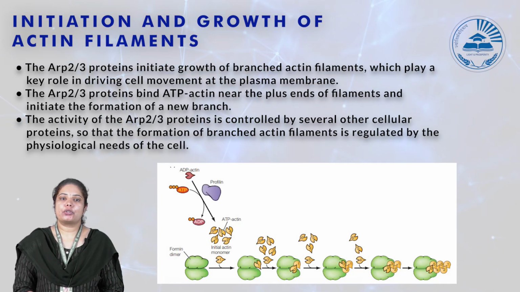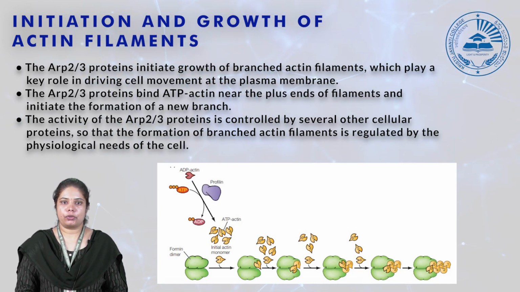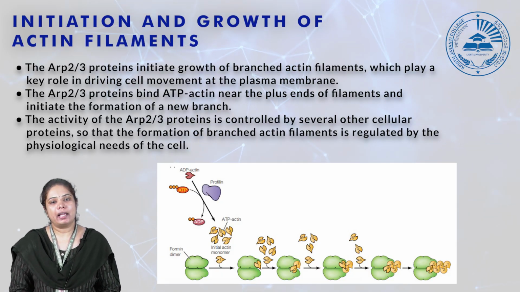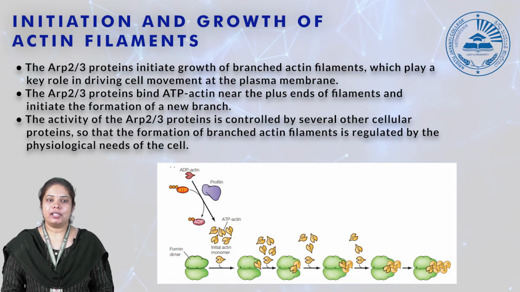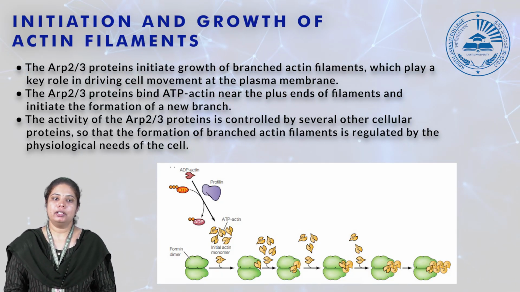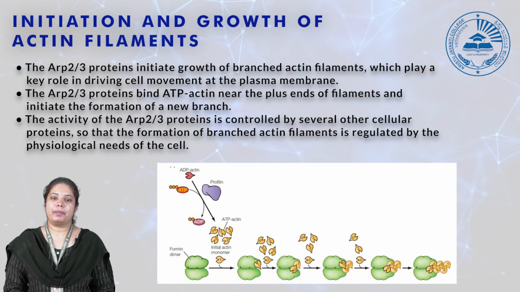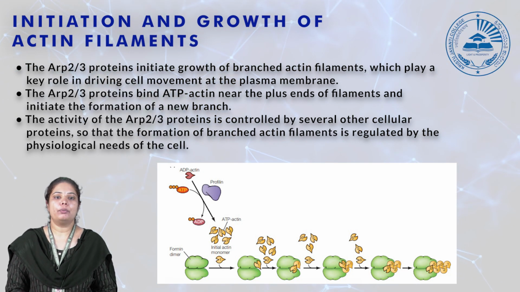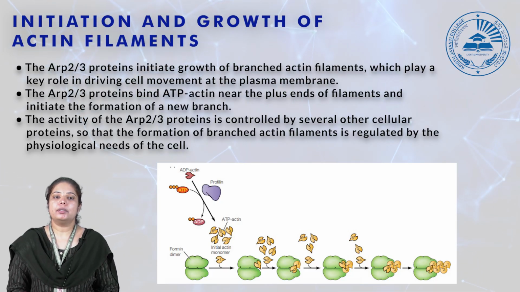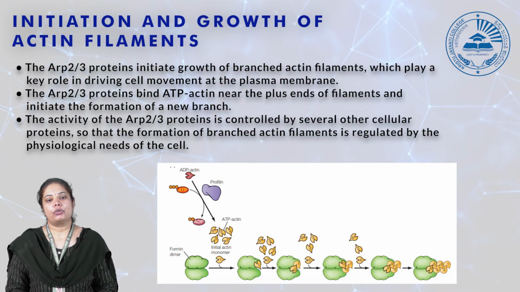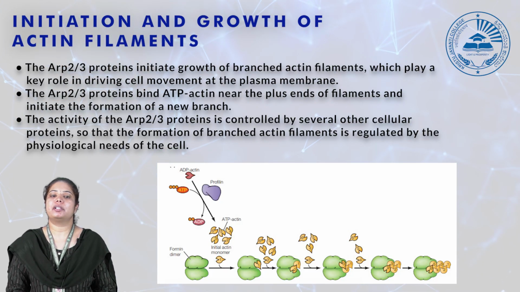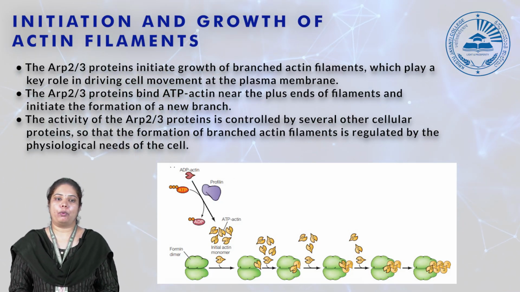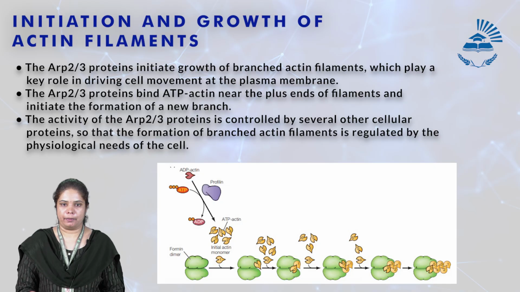Then come the new branches of this filamentous actin. Branching will take place with a special protein called ARP2/3 protein. This ARP2/3 protein will bind to the actin filament, which is shown in yellow color. Once it is bound, further addition will be branched. So automatically the branching will start. The new branching of the filament will be done with the help of ARP2/3 protein.